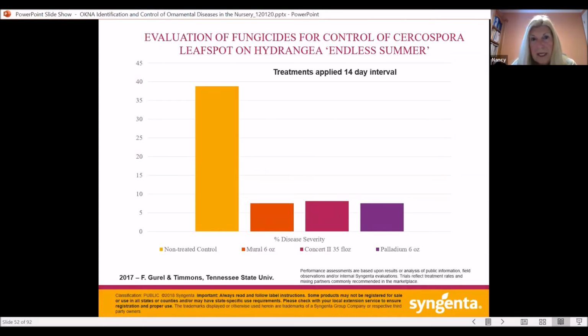So just some data here. I told you Cercospora and Corynespora were two of the real significant ones, at least on hydrangea. You can see here some good performance with MURAL, Concert, and Palladium. Some of the fungicides that I discussed earlier today. You can see that, 40% control. You have disease at 40%, you're not going to be able to sell that crop.